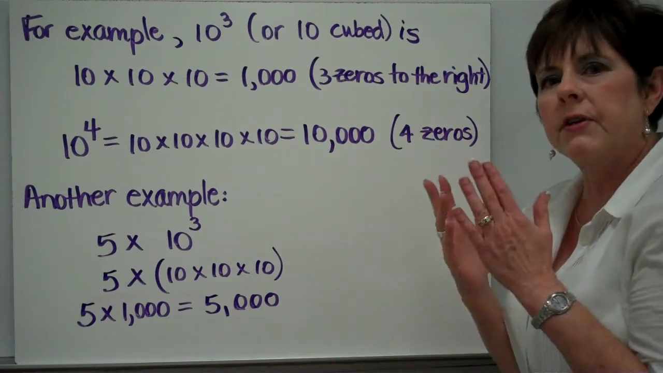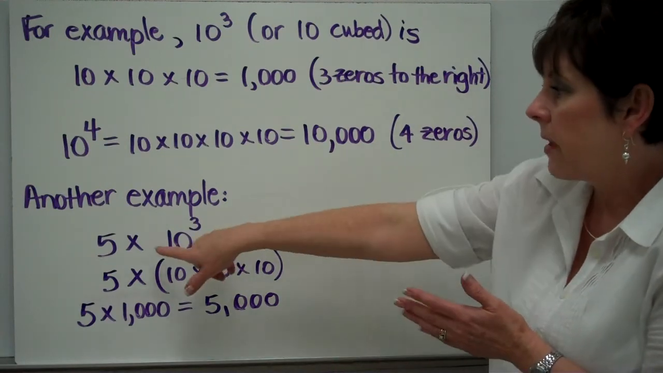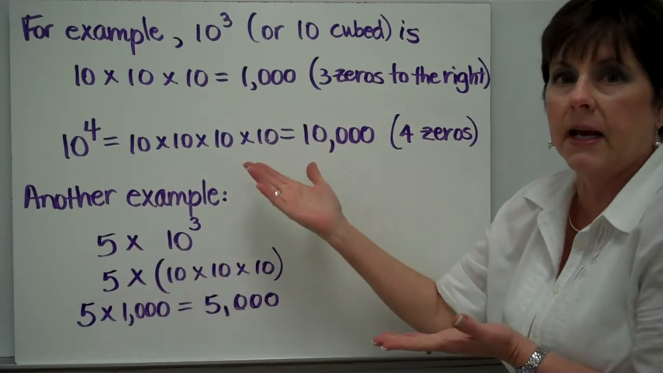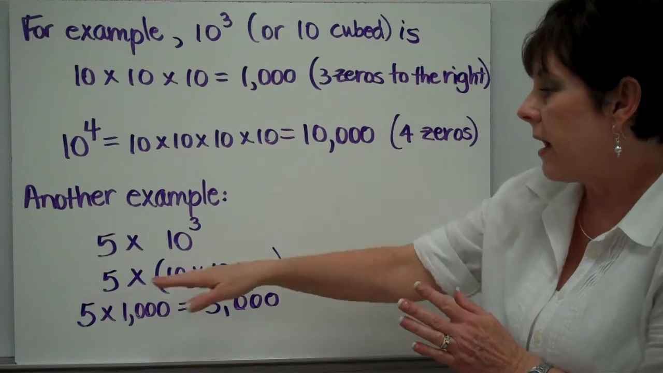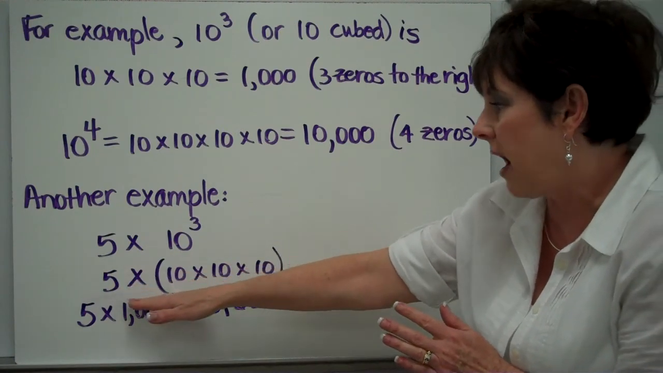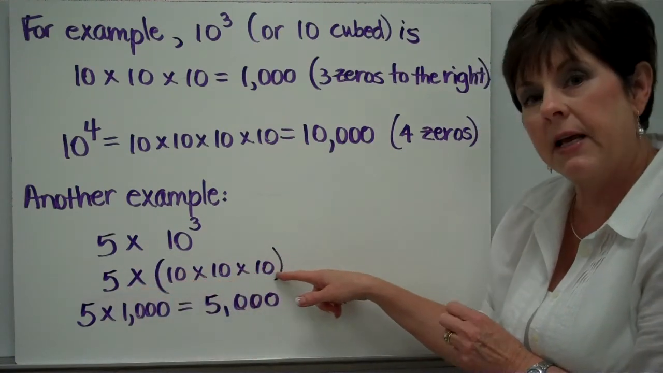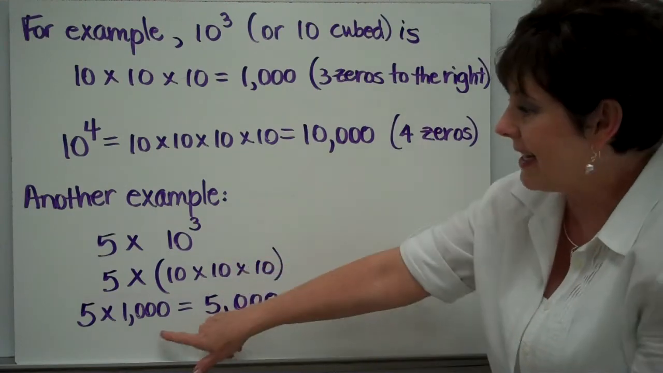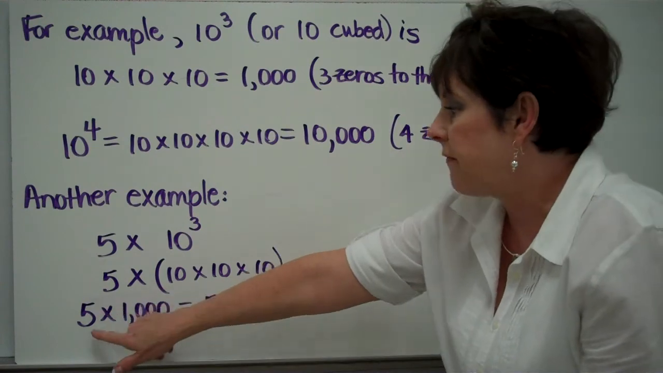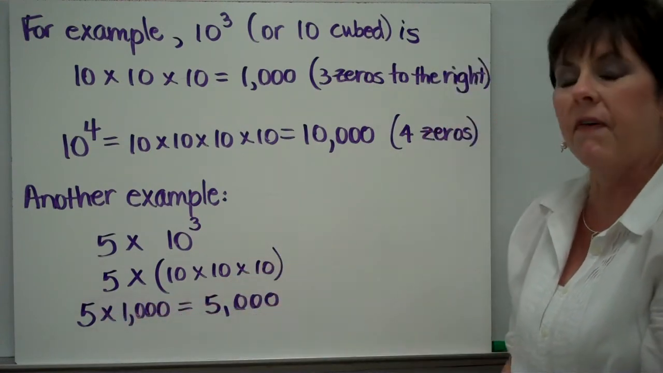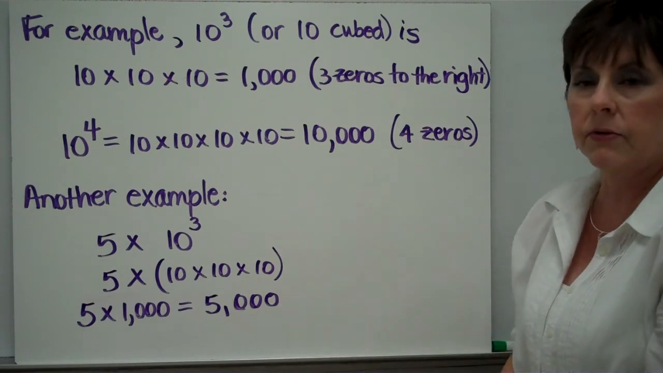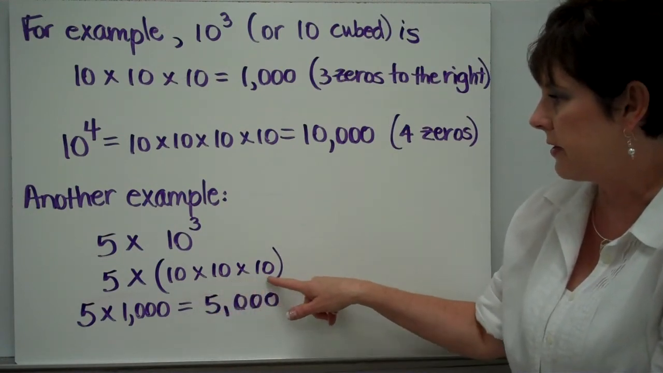Now, what if we use this in a real multiplication problem? All right, let's say we had 5 times 10 cubed, or 10 to the third power. Another way of thinking of this is 5 times 10 times 10 times 10. 10 times 10 times 10 is 1,000. And 5 times 1,000 would be 5,000. You have 3 zeros, 3 zeros. This is also 3 zeros.